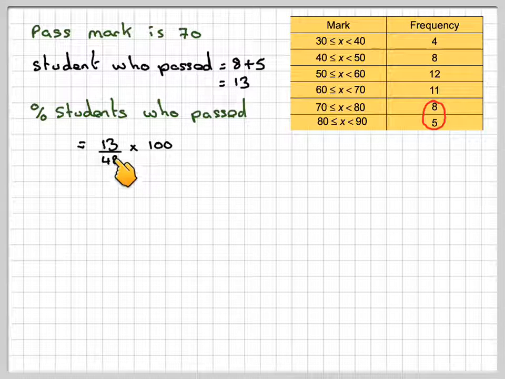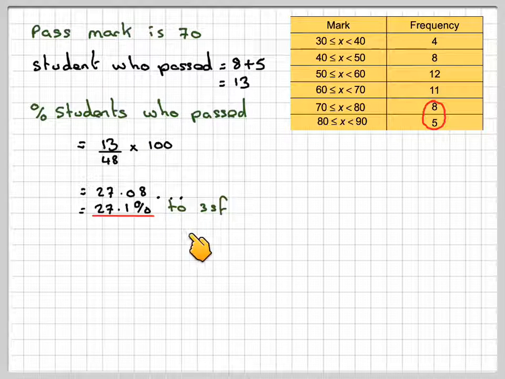Again, you just use the fraction button on your calculator, which is 27.08, which will be 27.1% to 3 significant figures. So notice that here we have a mixture, like percentages is cropped in on a statistics question.